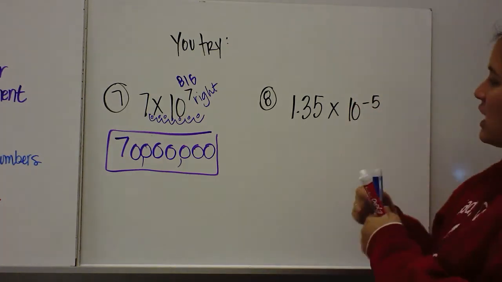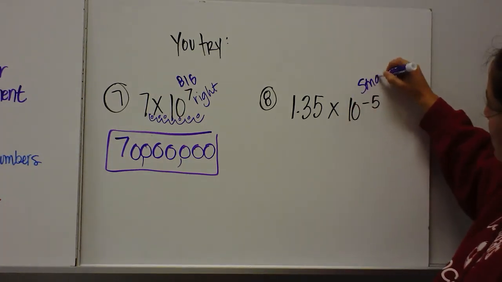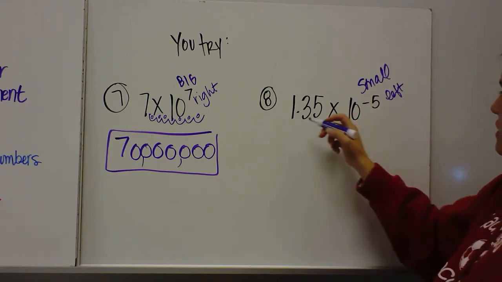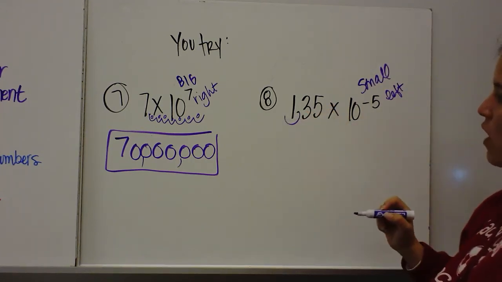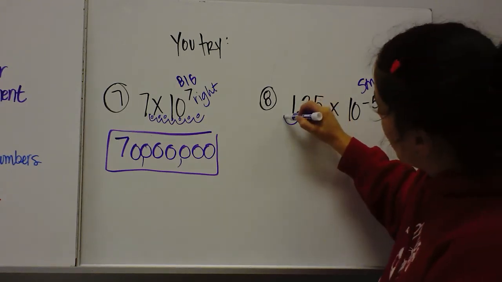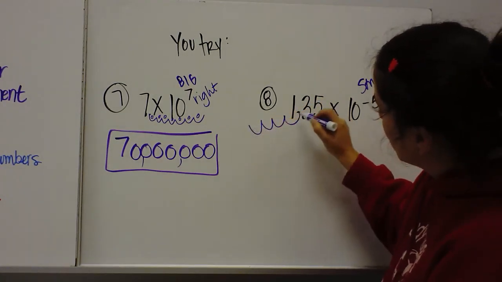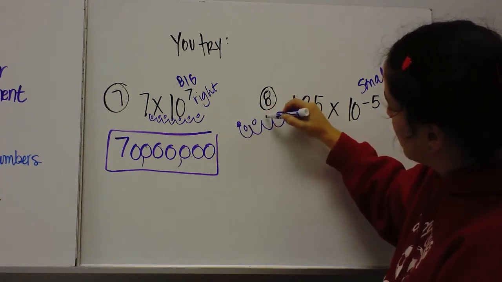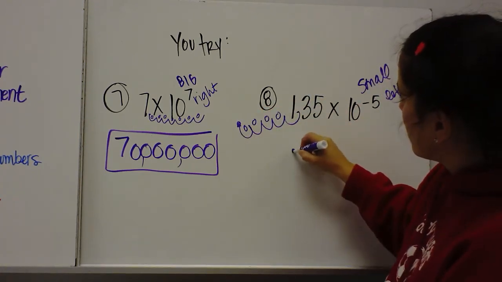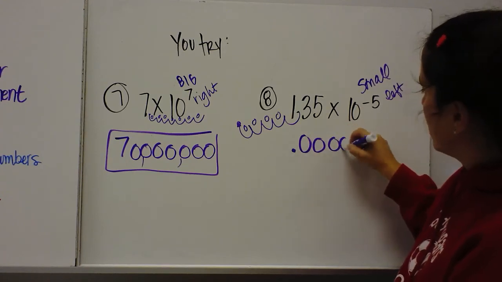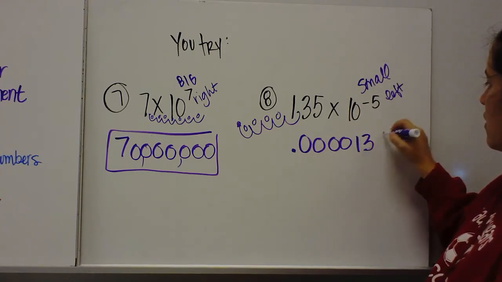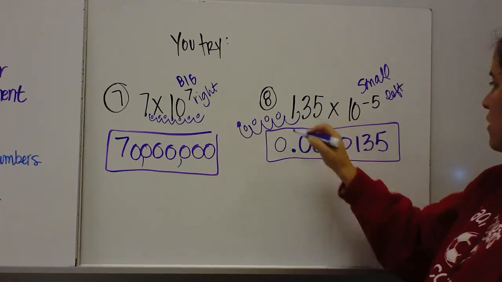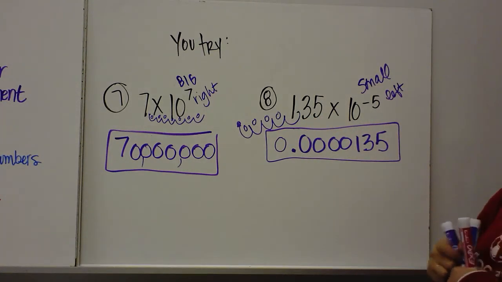All right, number 8. This is a really small number. So I'm going to move left 5 spaces. 1. And then 2, 3, 4, 5. And then I put a 0 at the end. So check yours.